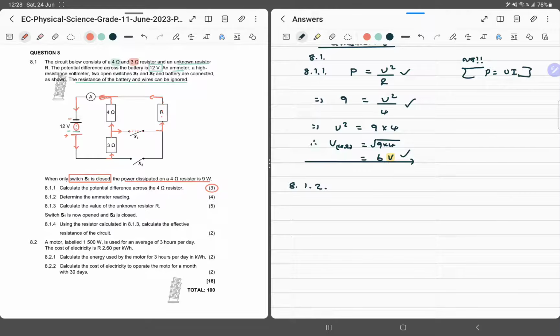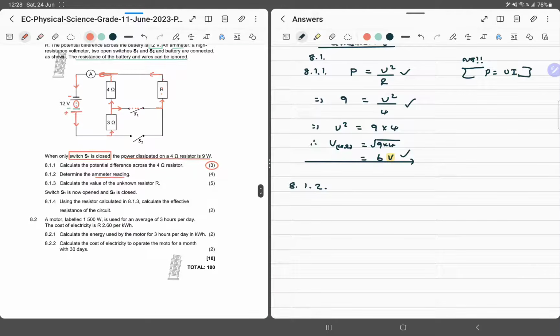So 8.1.2 says, determine the ammeter reading. We want the total current when switch S1 is closed. Because we don't know that resistance, we cannot use that parallel connection. So what becomes our scapegoat is finding the potential difference across the 3 ohm resistor, because it receives the total current. If we find this, we will essentially know how to determine the total current, because it technically receives the total current, unlike those two which receive a split current. So let's go for it.